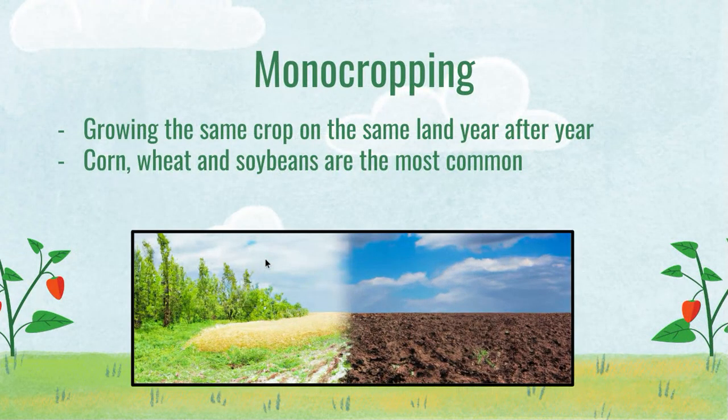So the first agricultural practice we're going to be covering is monocropping. Monocropping is the practice of growing one crop on the same land every year. This is most commonly done with corn, wheat, and soybeans.